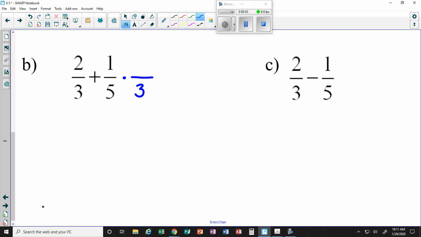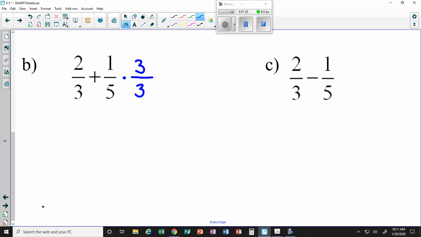So by 3. Now, to keep this the same, if I multiply the bottom by 3, I also have to multiply the top by 3. What am I really multiplying by there? What's 3 divided by 3? 1. You're really multiplying by 1. So does multiplying by 1 change anything? No. So it's still going to have the same value.